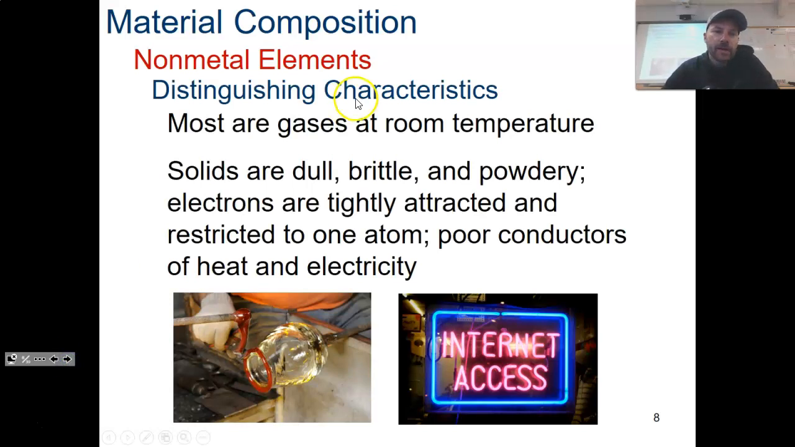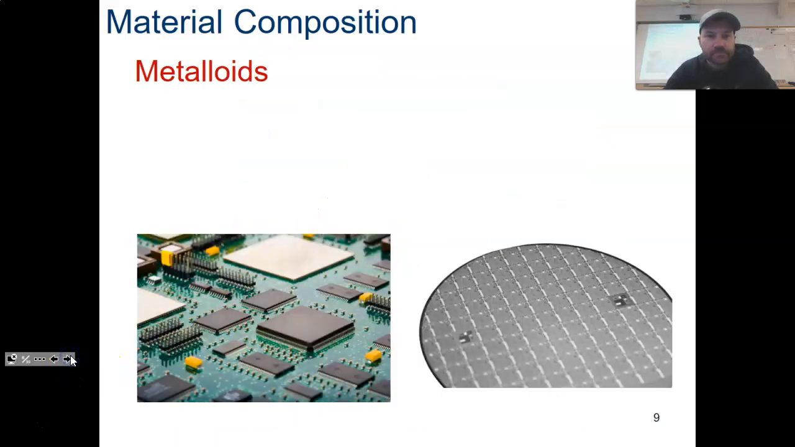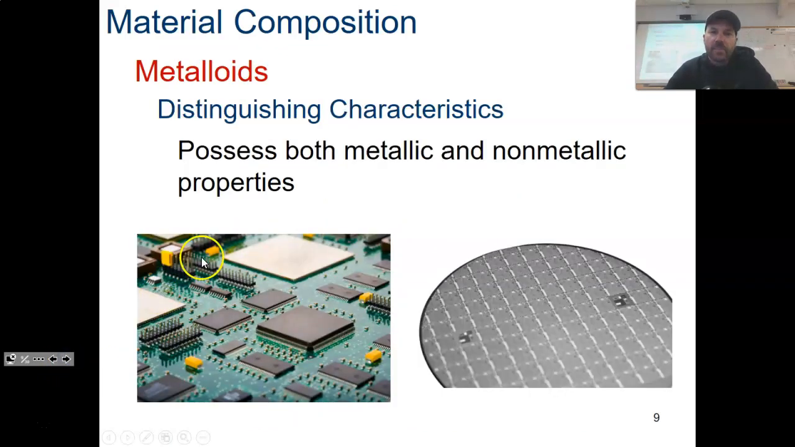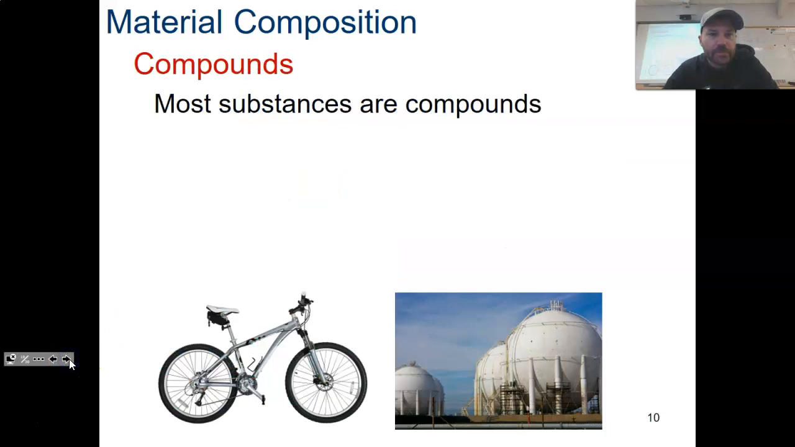Nonmetals are mostly gases at room temperature. The solids are dull, brittle, and powdery. I'm trying to think of something like potassium, very brittle if you've ever had an experience with that. They're poor conductors of heat and electricity. Here's glass, neon. Metalloids possess both metallic and non-metallic properties, like silicon. That's a good example of a metalloid.